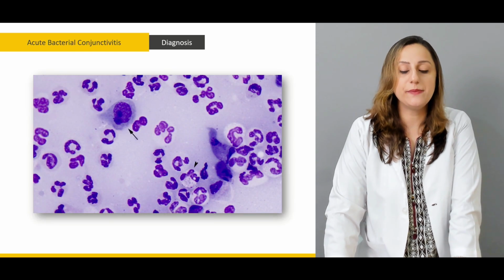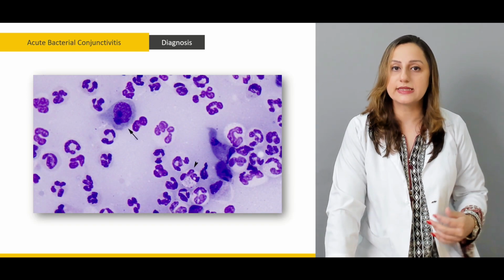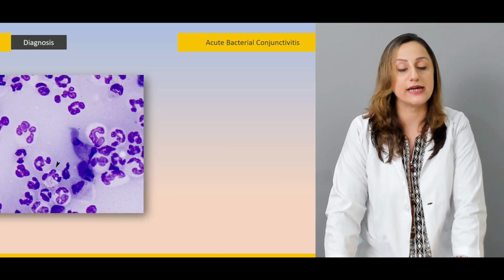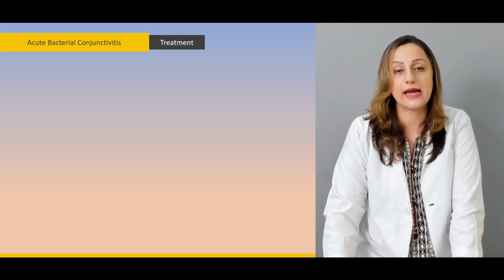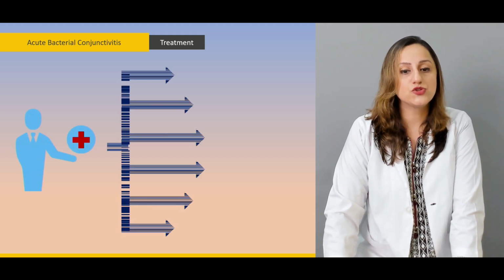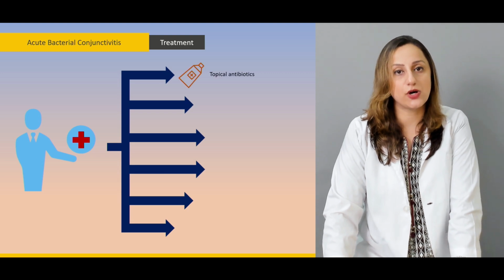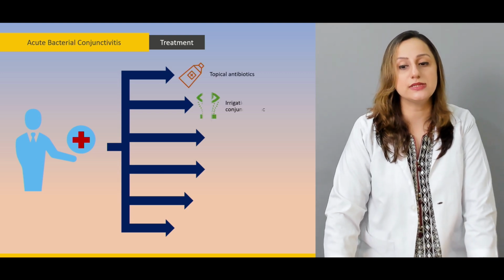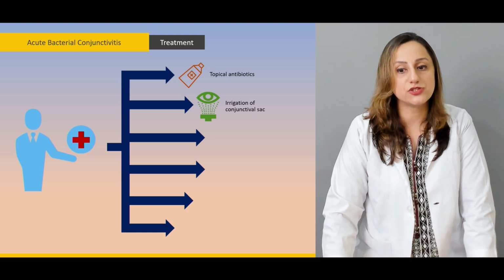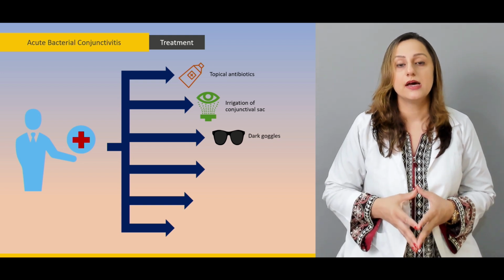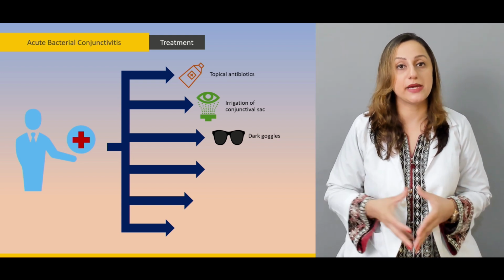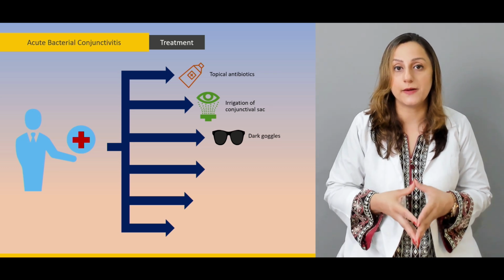The diagnosis would be based obviously upon the signs and symptomatology noted in the patient, and if we can further investigate the patient, under the microscope we can look for the cellular infiltrates present there. The treatment would consist of topical antibiotics that are usually prescribed for these patients, irrigation of the conjunctival sac, and dark goggles are used for these patients because, as I've already mentioned, the patient suffers from photophobia.